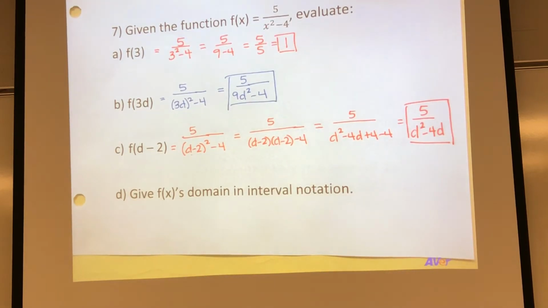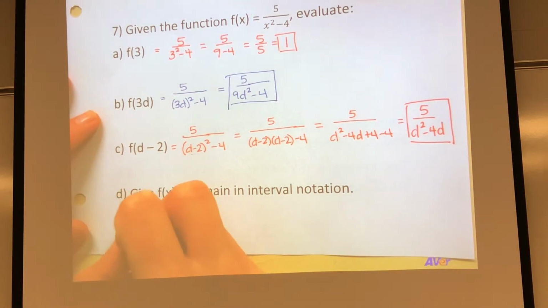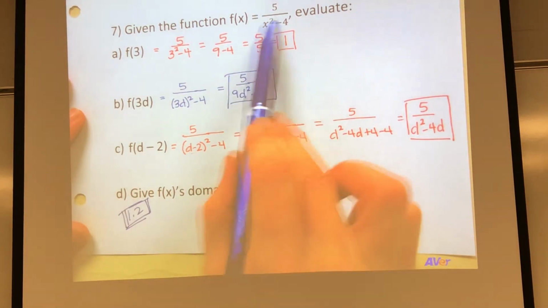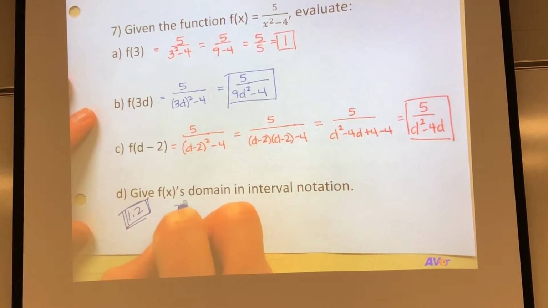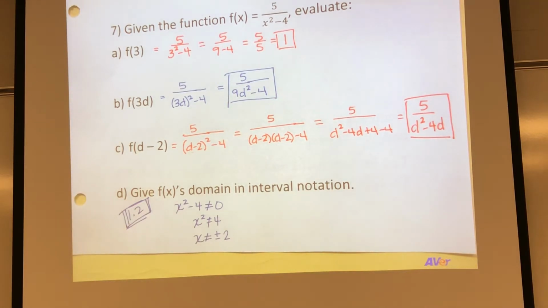Part D says give the domain of f of x in interval notation. Okay, so this again goes back to section 1.2, just like we talked about before, where we looked at fractions and we said we can't have a 0 in the denominator. So we say x squared minus 4 can't equal 0. Add 4 and then take the square root, so we find out that x cannot be positive or negative 2. Remember, when we take the square root, you have to have a plus or minus sign. So if it can't be positive or negative 2, that means it can be every other number.